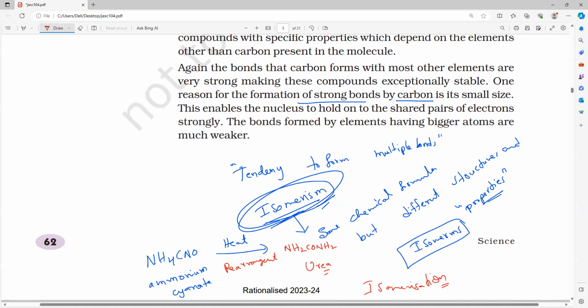Clear? Same chemical formula, but different structures they have and different chemical properties they have. So that is what you have to remember. What is isomerism? These are the four characters which make carbon very special from any other. Now, let us start the next concept.